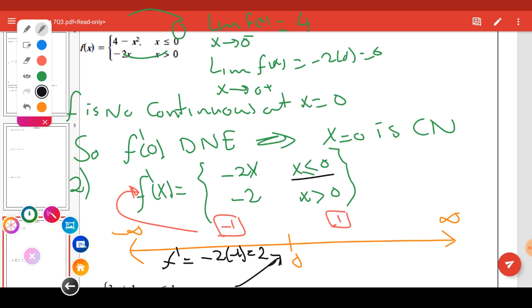For the derivative here, I replace the value 1, which is satisfied in which subdomain? In the lower one. So I replace here, it will be negative 2, so the function is decreasing because the derivative is negative. Now it's so easy to find the intervals. How to find the intervals?